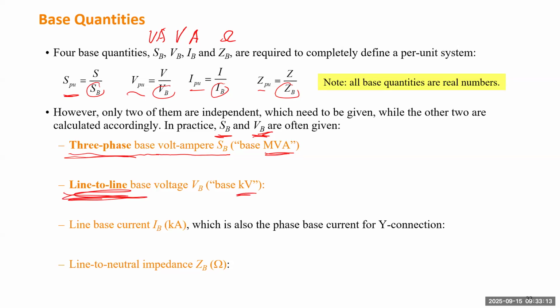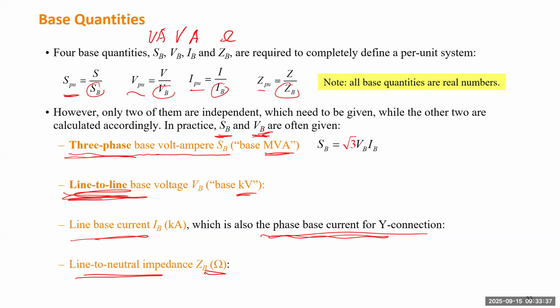So usually it's in kV, kilovolts. And for current, we just use the line current of a single line. If the device is a Y-connected device, that is also the phase current. For impedance, we pick a line-to-neutral impedance to define the base.